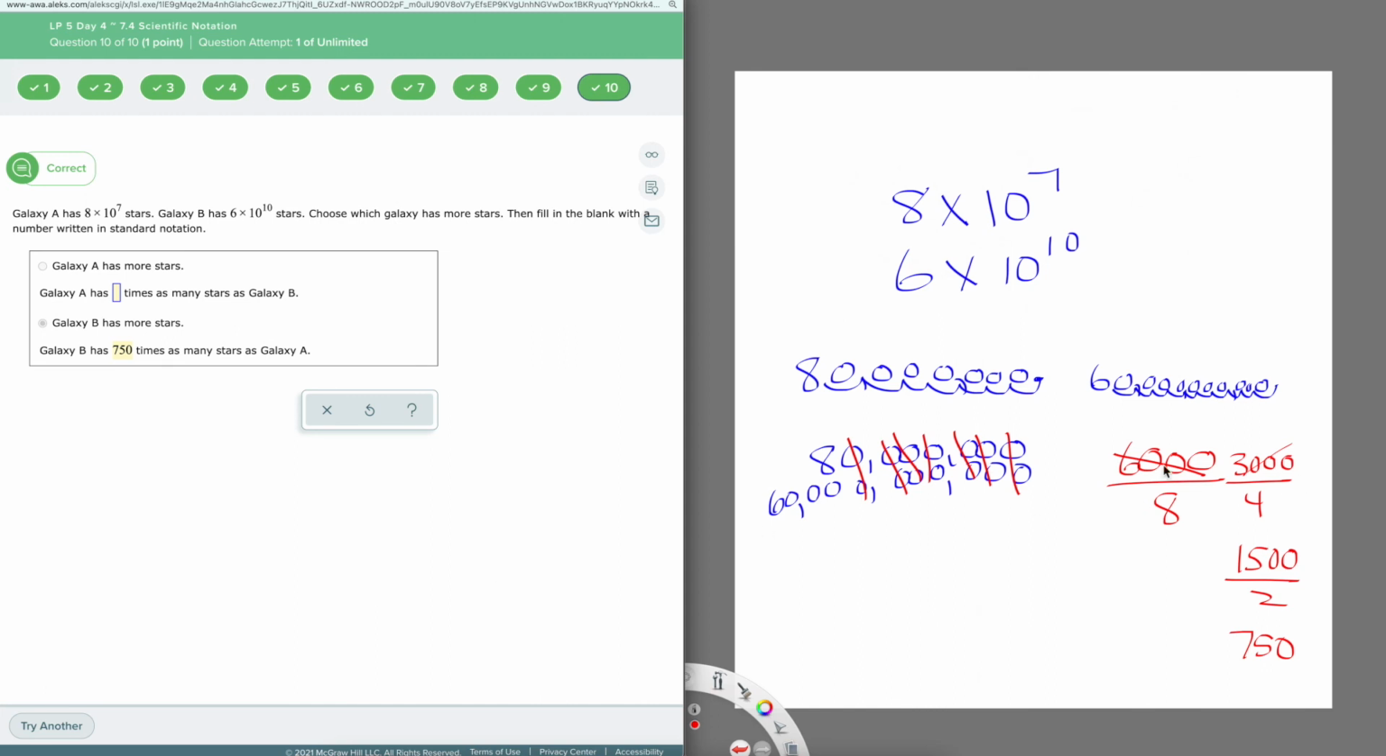So they just wanted us to reduce the fraction. And since Galaxy B is bigger than Galaxy A, that's why B is on top and A is on the bottom. If A was bigger, then it would be A on top and B on the bottom for that fraction. So just make sure you're paying attention to the direction there.